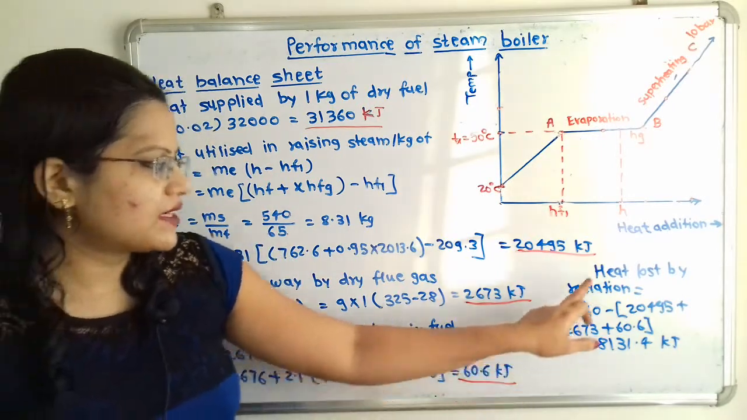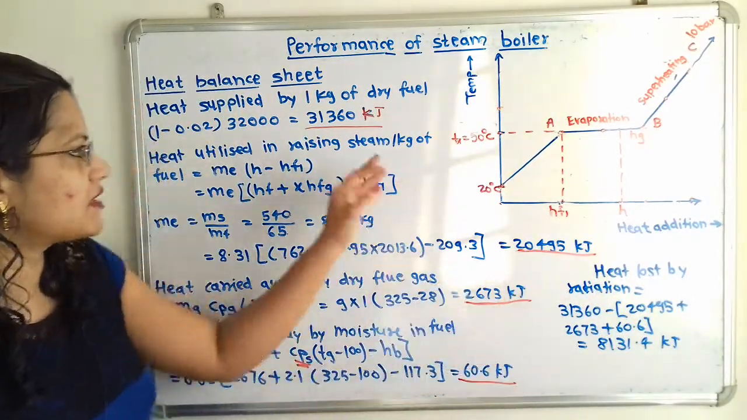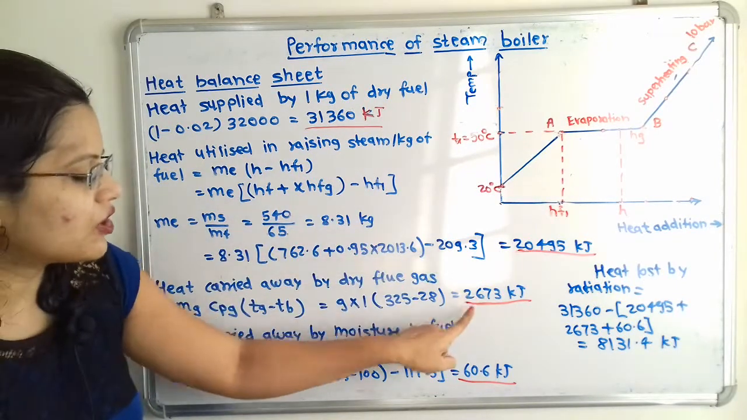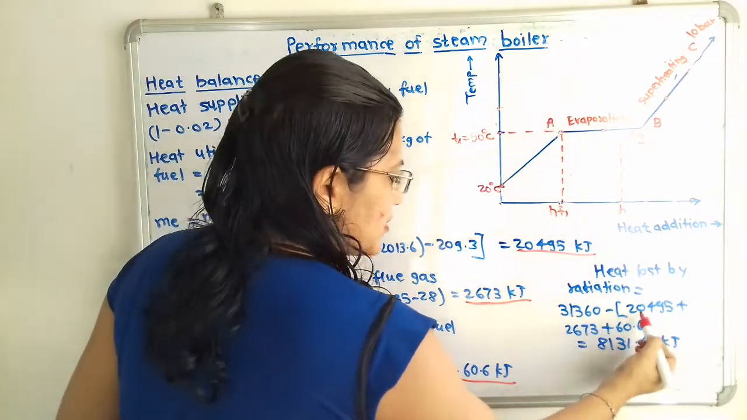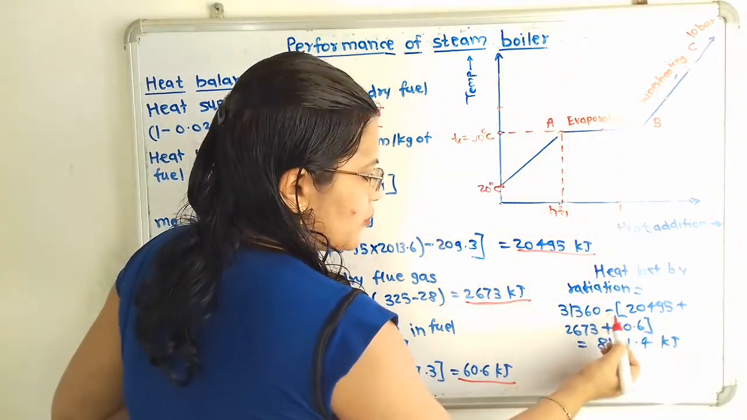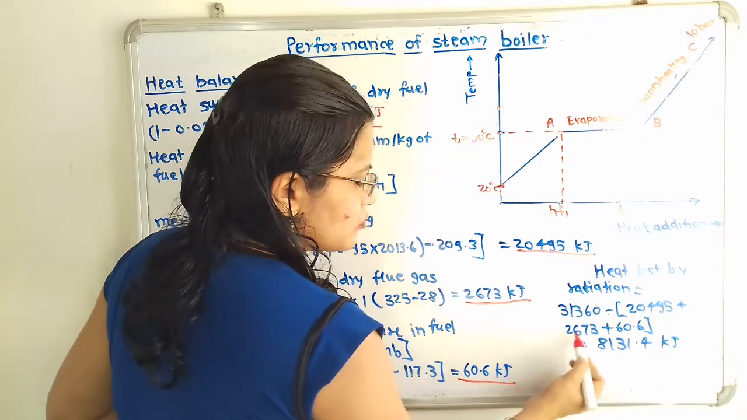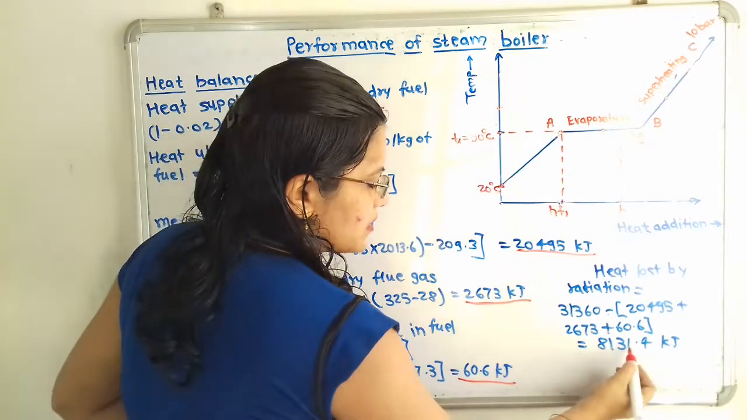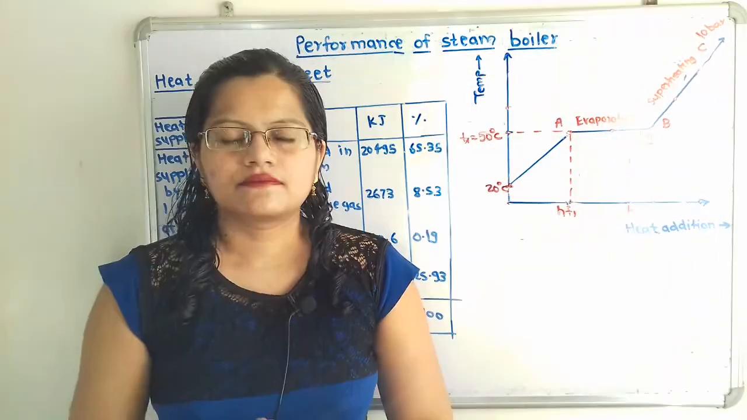Then the last one is the heat lost by radiation. So heat lost by radiation, that is nothing but heat supplied minus addition of all the heat consumption. So we will take here, that is 31360 minus, in the bracket, 20495 plus 2673 plus 60.6, which is equal to 8131.4 kilojoule.